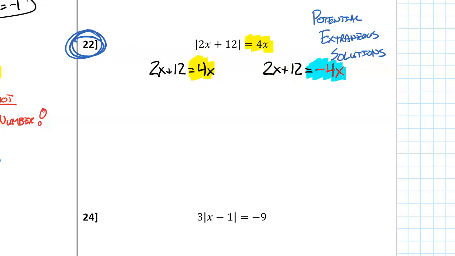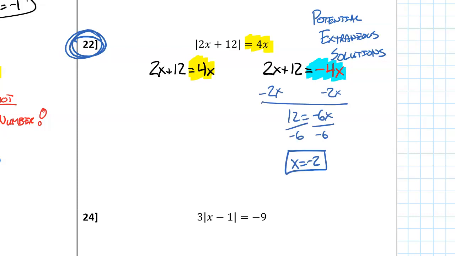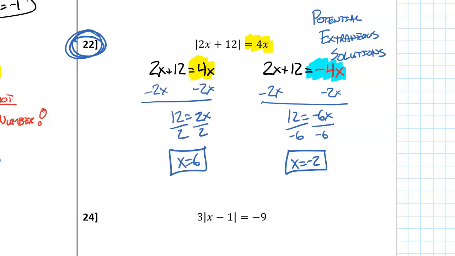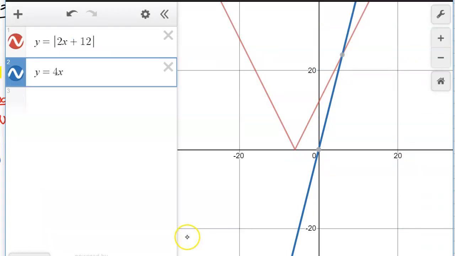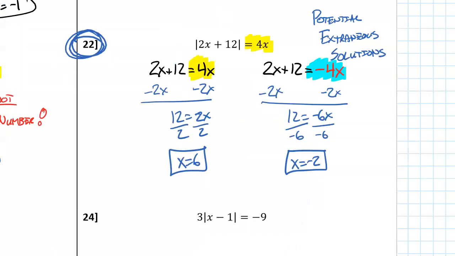So let's go ahead and solve these. I'm going to start with the negative. Subtracting 2x, then dividing by negative 6 gives me x is equal to negative 2. Solving the positive case, we get x is equal to 6. Checking it graphically, we see that there is actually only one solution. X is equal to positive 6, so x equals negative 2 does not work. It is an extraneous solution, and there we have it.